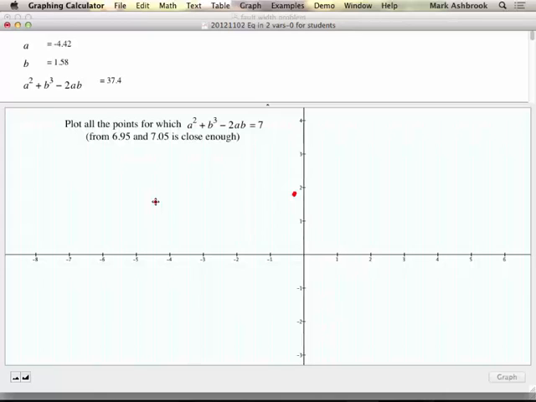Is the task clear? Don't write down coordinates. Just as many points as you can plot, as many dots as you can get in the right place on your graph as quickly as possible.